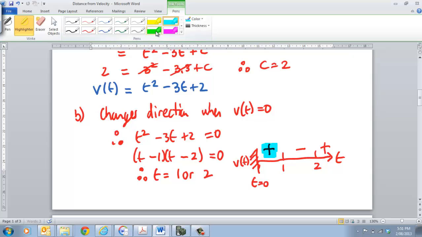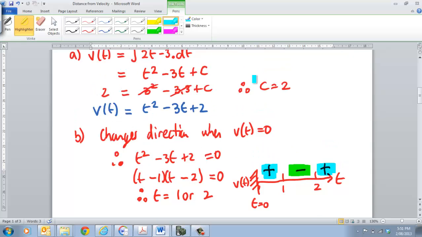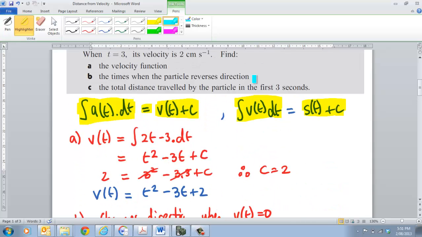Okay, then it changes to go into the negative direction, and then it changes to go in the positive direction. Alright, so that's the two turning points that we do have for that. In part C, it asks us to find the total distance travelled by the particle in the first 3 seconds.